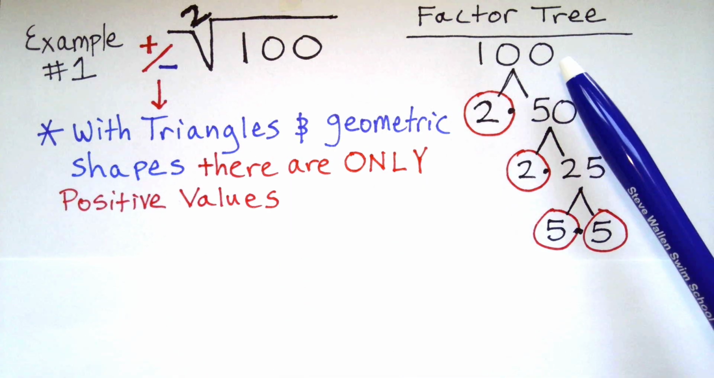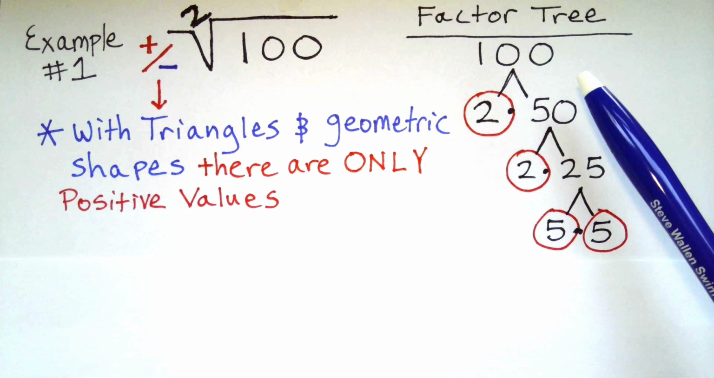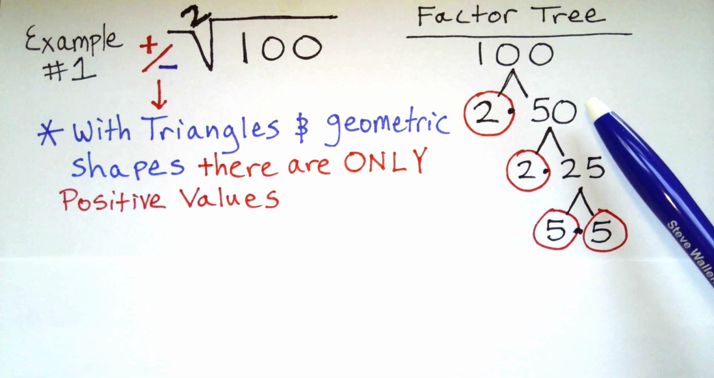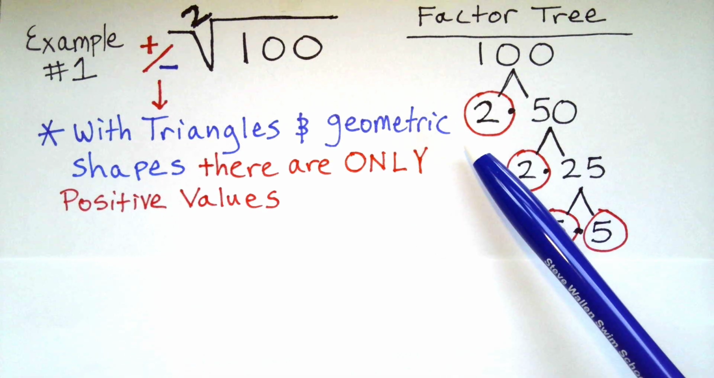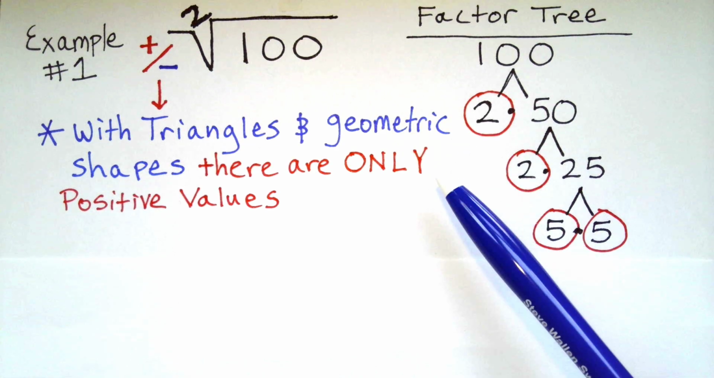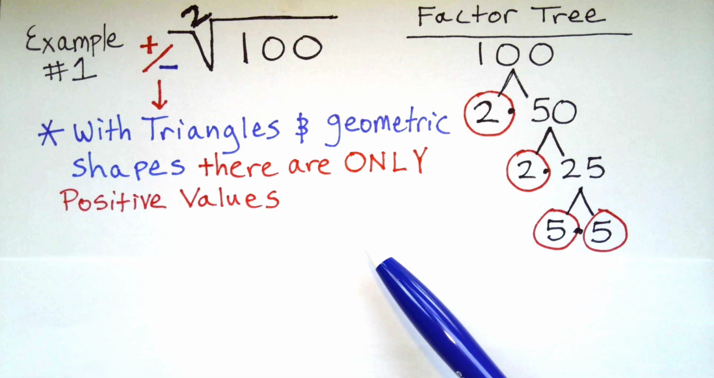I'm going to use what I'm calling a factor tree. It's kind of like a reverse factor tree. But I'm going to take the value of 100, and I want to divide by the smallest number that goes into 100 other than 1. I'll start with 2. If 2 doesn't work, I'll try 3. If 3 doesn't work, I'll try 4. If 4 doesn't work, I'll try 5. On and on and on.